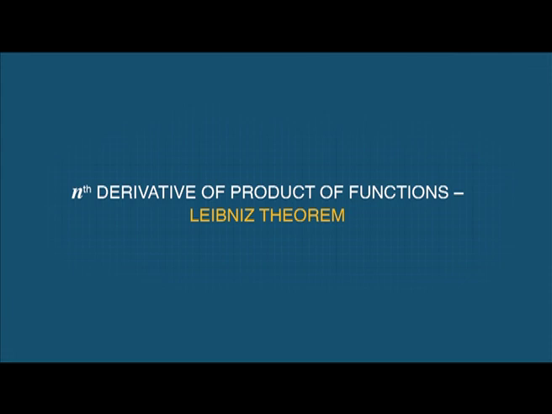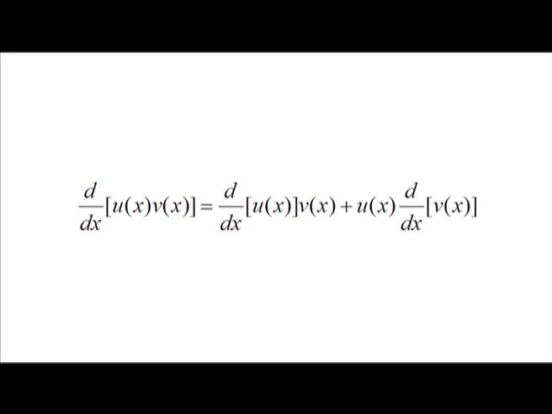The nth derivative of product of functions, Leibniz theorem. We first recall that the product rule for finding the derivative of product of two differentiable functions u of x and v of x: d by dx of u of x into v of x equal to d by dx of u of x into v of x plus u of x into d by dx of v of x.